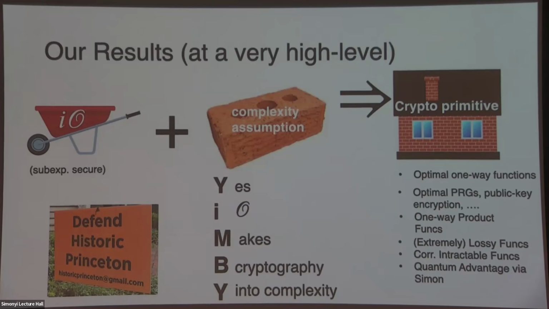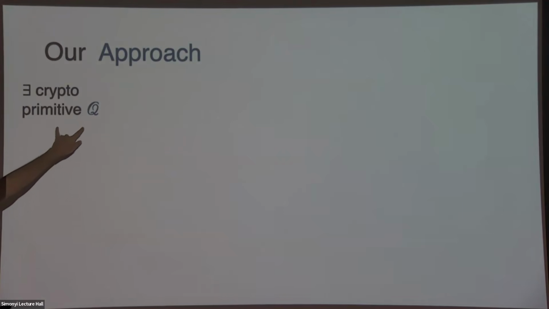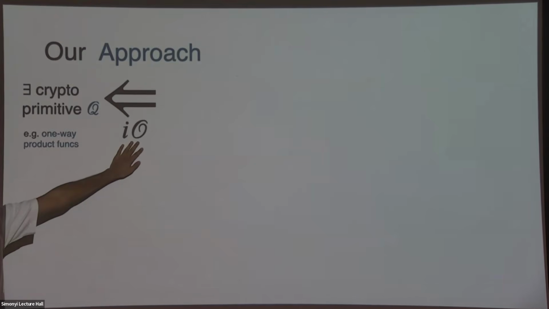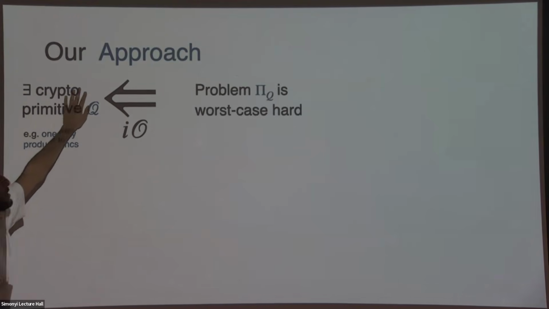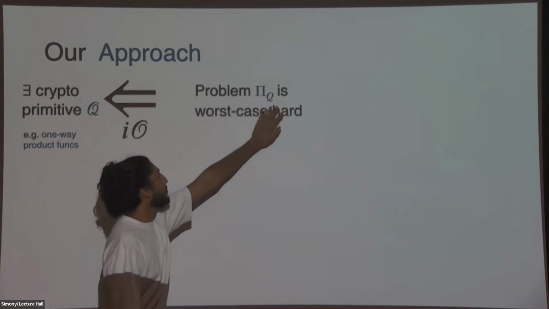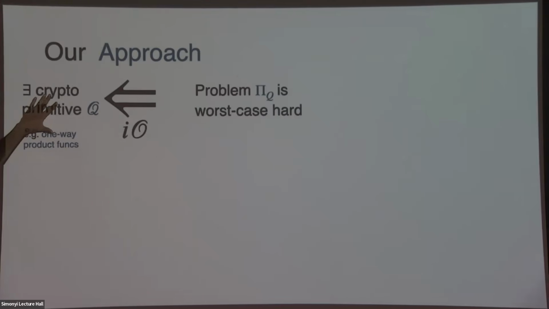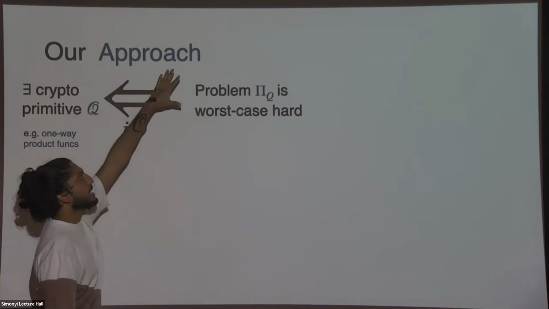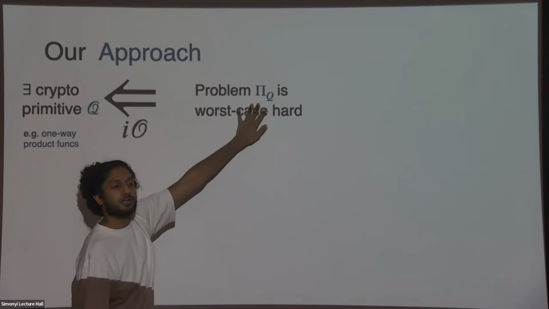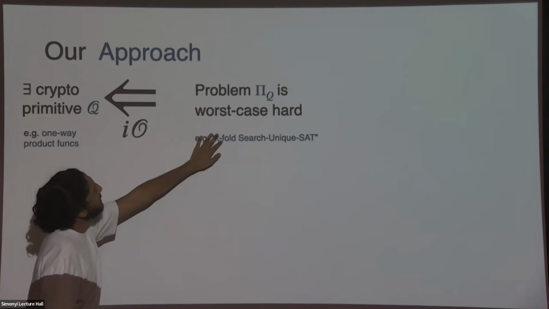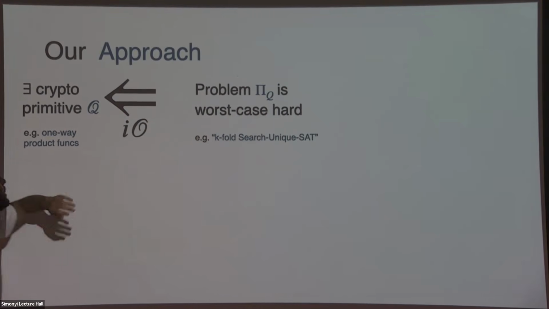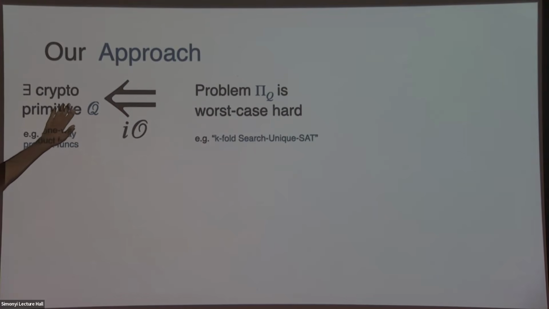Anyway, okay, good. All right, so let me tell you about this approach in a little bit more detail. So the approach is going to be as follows. We want to show that some cryptographic primitive Q exists, for example, one-way product function. What are we going to do? We're going to use IO to show that that thing exists, assuming some problem pi sub q is worst case hard. So now, here you're in complexity world, cryptography world, but now some problem being worst case hard, that's more complexity world. And in fact, for example, this pi sub q is usually going to be the natural worst case problem you'd associate with q.